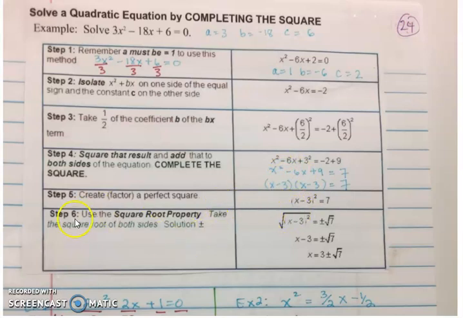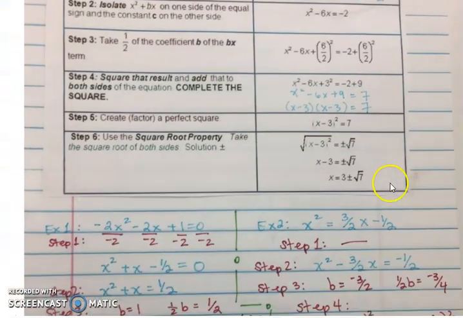Step 6, this now looks like a problem we would have done in the PowerPoint that involves solving quadratic equations by taking square roots. At this point, we would take the square root of both sides. We would have a plus or minus root 7 on the right, and then x minus 3 on the left. You would add 3 to both sides, and you would get x equal to 3 plus or minus root 7. So that's the example that they've provided. We're going to do 2 additional examples.